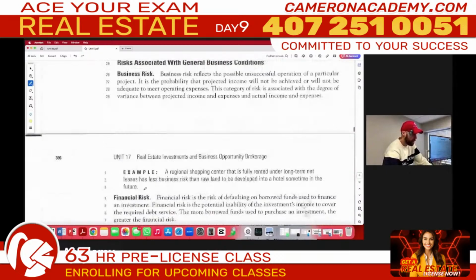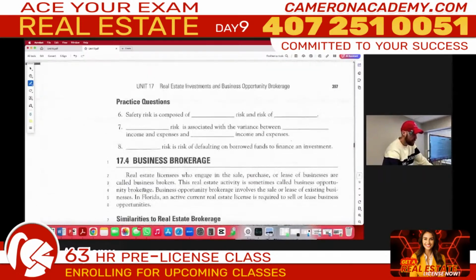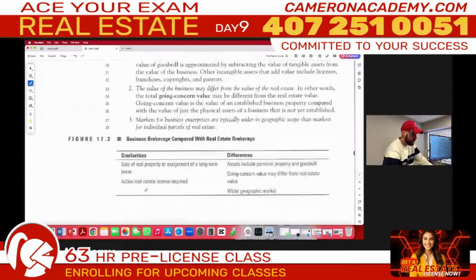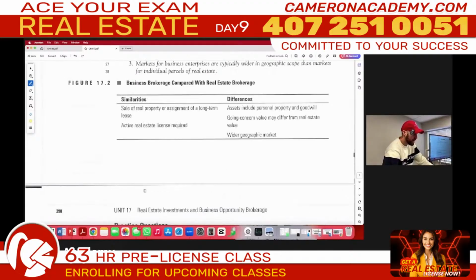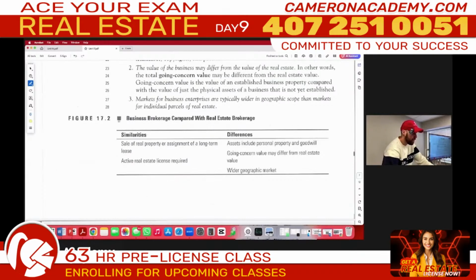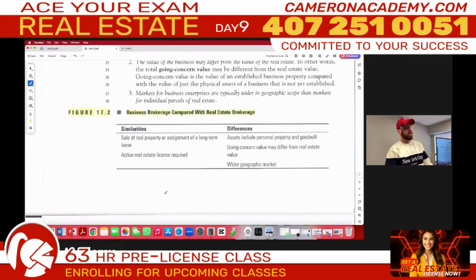Let's move on. I want you to skip over to the bottom of page 397, and you're going to see figure 17.2. When you're doing a traditional real estate transaction versus selling a business, it's different. You should be familiar with the similarities and differences. Let's go through it, starting with the similarities.